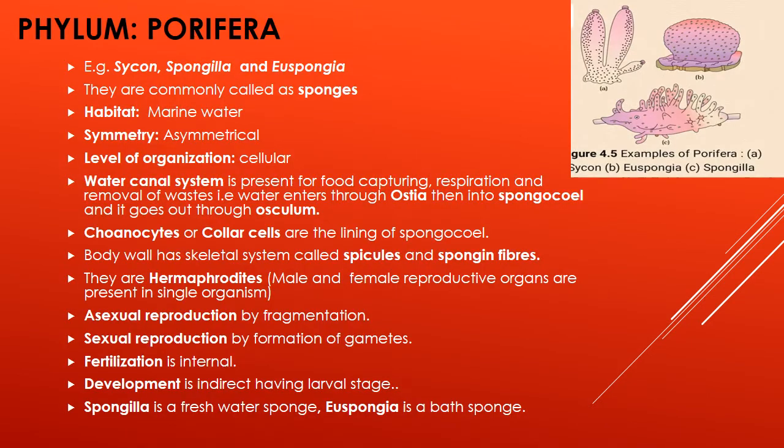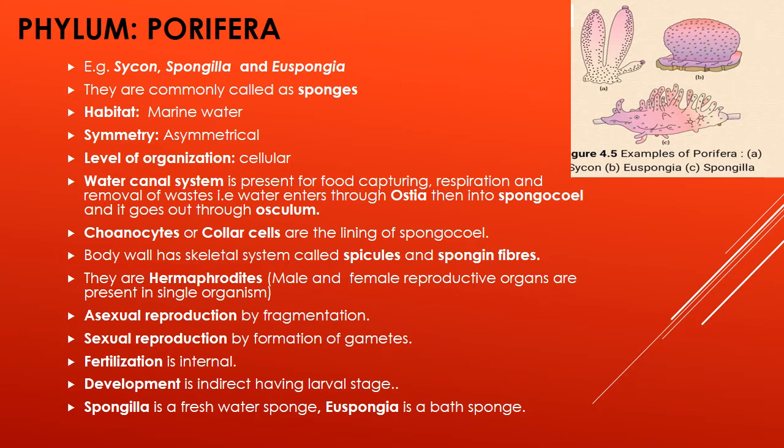So let us see our first phylum, Porifera. Porifera means pores, correct? You could see the diagram there. Sycon, Euspongia, Spongilla are given. Remember that bath sponge is nothing but Euspongia, very important, whereas Spongilla is a freshwater sponge. So examples are Sycon, Spongilla and Euspongia. They are commonly called sponges.